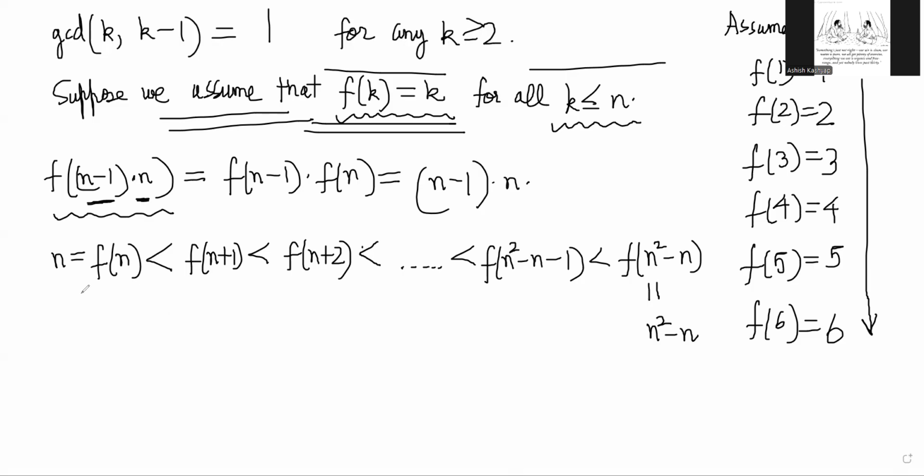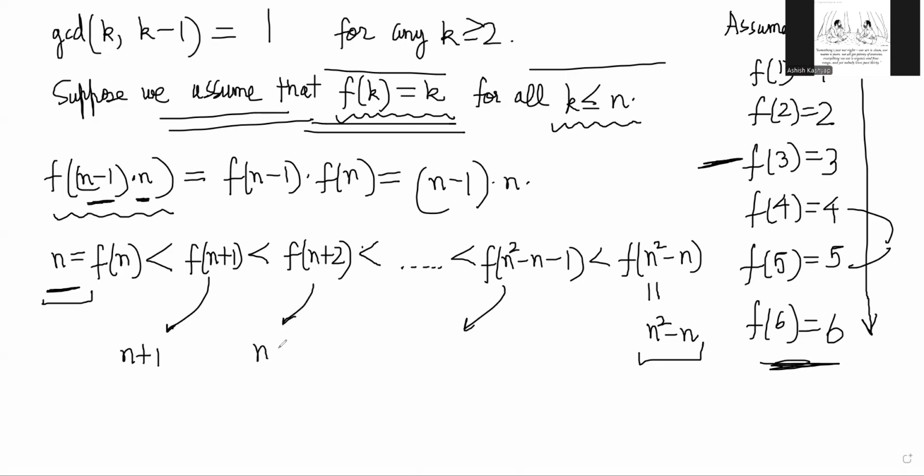So this sequence of inequalities, where we are starting from n and going up to n square minus n, in the same way as we did for f of 3 and f of 6, and from there we got f of 4 and 5. From here we guarantee that the only possibilities for this are n plus 1, n plus 2, and for this it will be n minus 1 into n minus 1, right? Which is n square minus n minus 1, right?